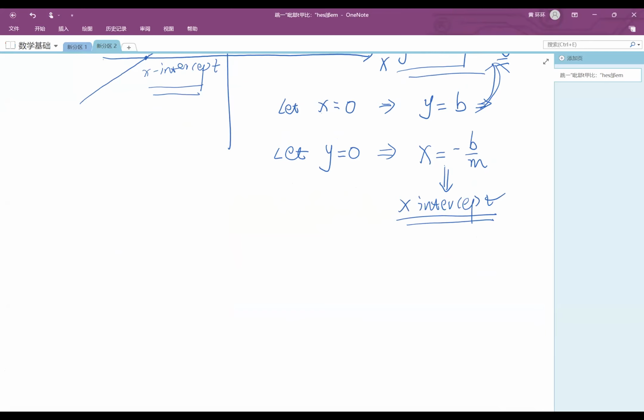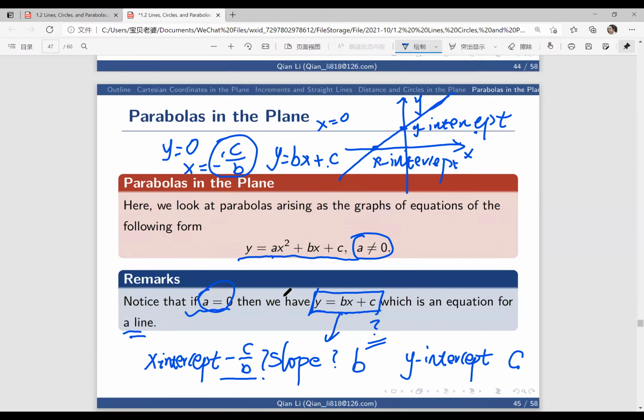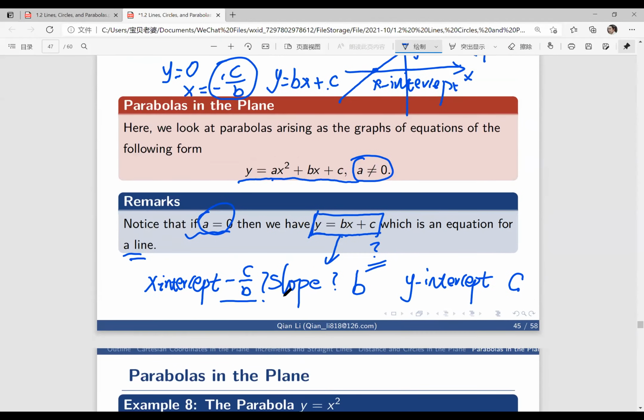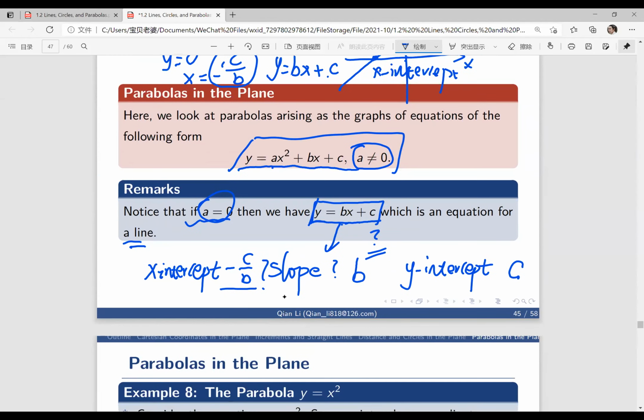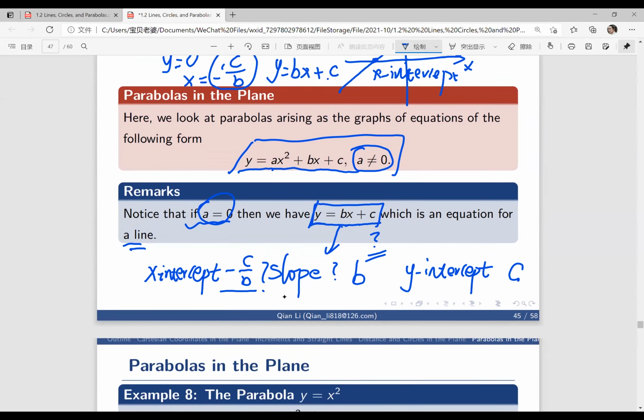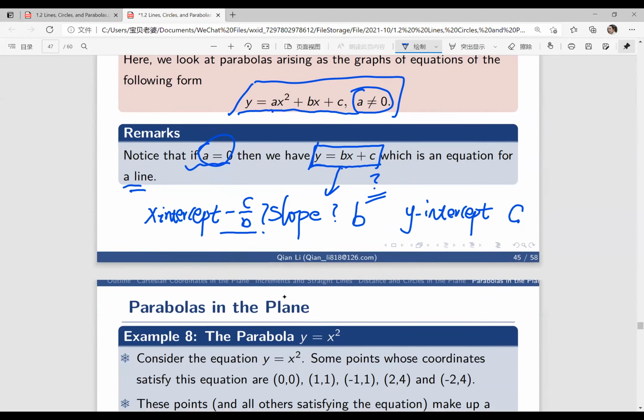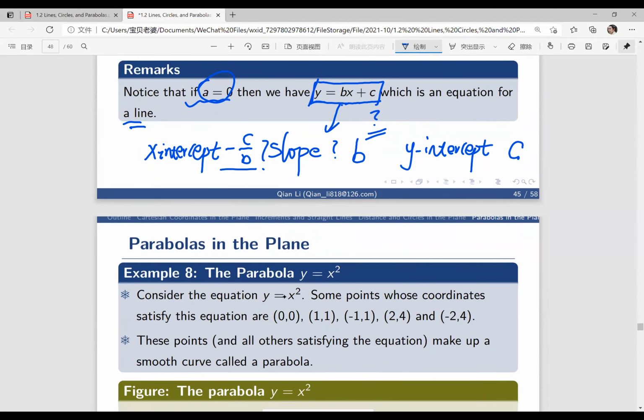Next, following. If this equation is a parabola, we must have a not equal to 0. If a is equal to 0, then this equation will be presented as a line. Okay, let's see the following examples.